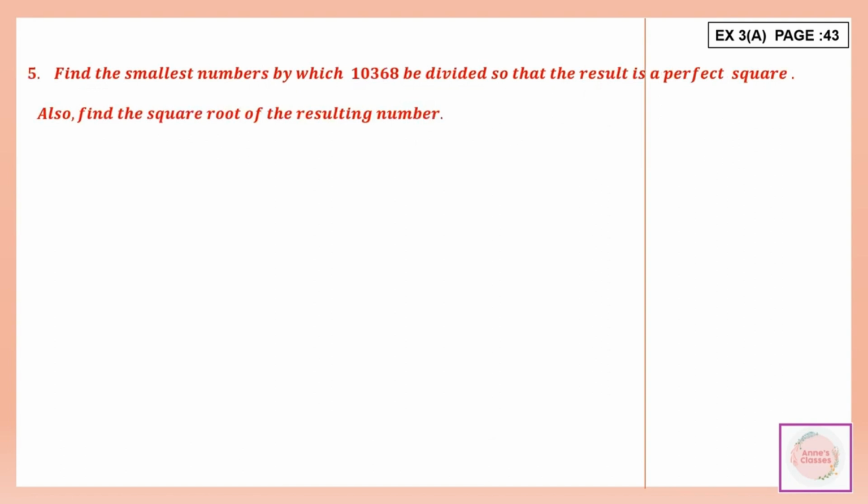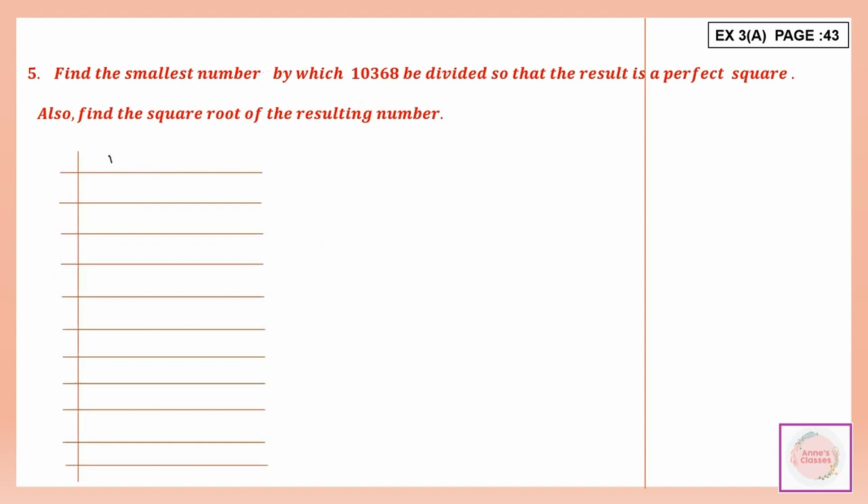Question 5. Find the smallest number by which 10,368 be divided so that the result is a perfect square. Also, find the square root of the resulting number. So again, we know that this is not a perfect square. So we have to find the smallest number by which this can be divided so that the result is a perfect square. So we do the same thing. That is, we find all the prime factors and the number that doesn't have a pair is the smallest number. And after that, we have to find the square root of the resulting number. So let's begin.